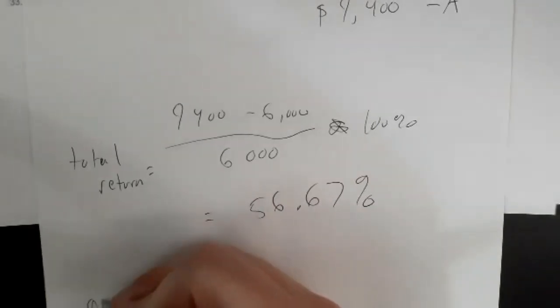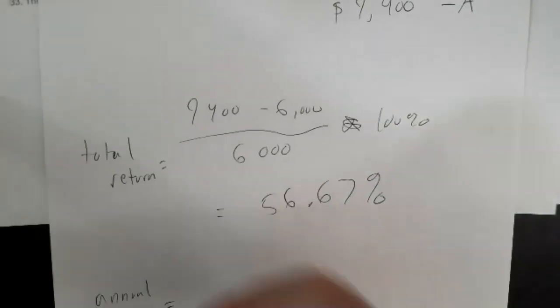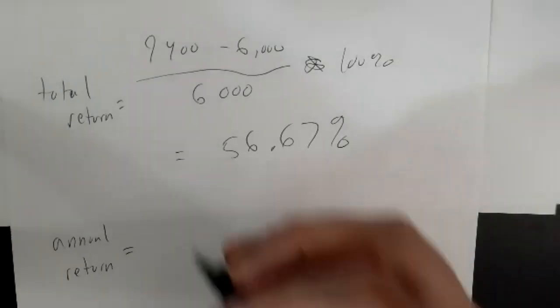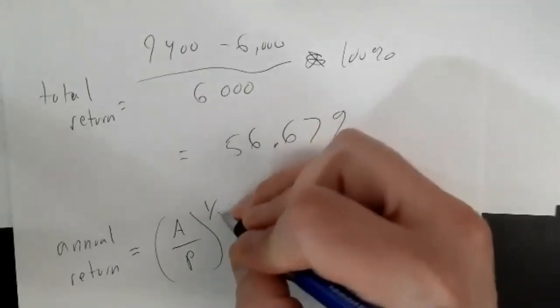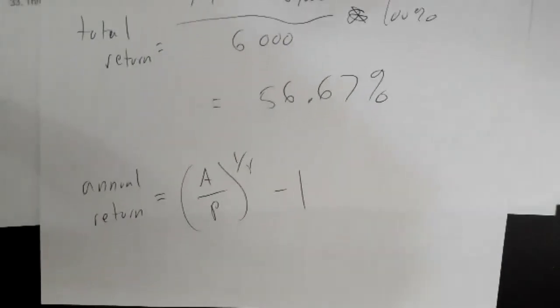Now I want to know annual return. So annual return is like saying if we just compound this thing once per year, what would my APR rate be? You're generalizing it to a once per year compound situation. What would my annual return be? I think it's A over P to the 1 over Y minus 1. Is that what the formula is? Let me double check. A over P to the 1 divided by Y minus 1 is absolutely what it is.